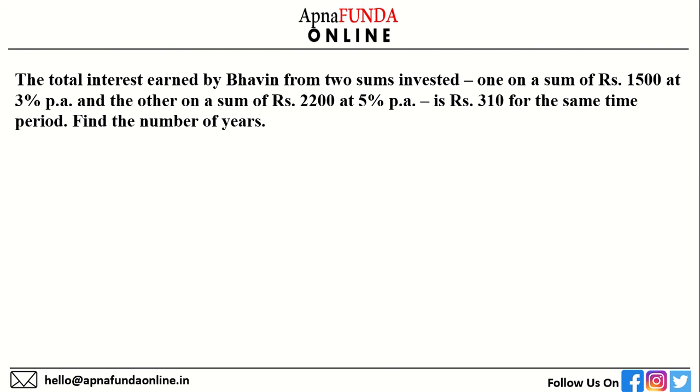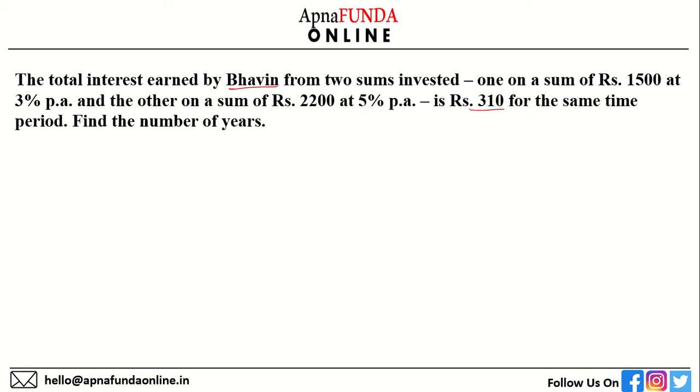Next question. The total interest earned by Bhavin from two sums, one invested on a sum of rupees 1500 at 3% per annum and the other on a sum of rupees 2200 at 5% per annum, is rupees 310 for the same time period. Find the number of years. So what we know is that Bhavin has invested in two sums. And from that, the total interest that he has earned is 310.